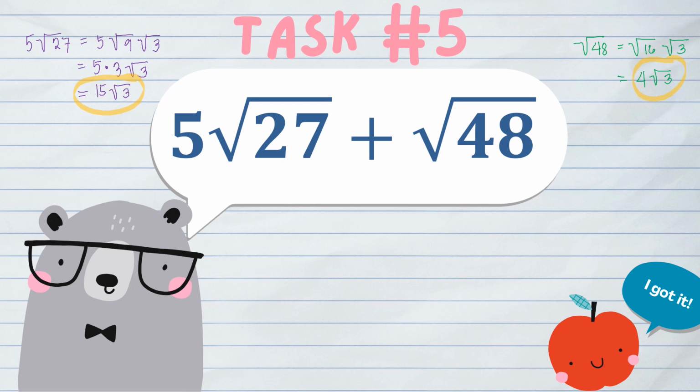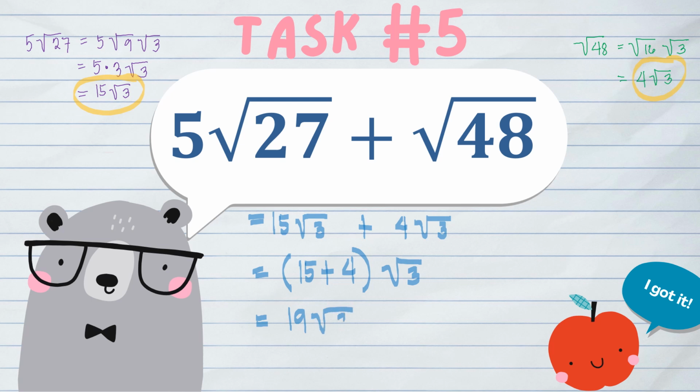Hence, our solution would be this one. So we're gonna have 15 square root of 3 plus 4 square root of 3. So here, again, let's add up the coefficients that we have, 15 plus 4, and then square root of 3. Then we're gonna have 19 square root of 3. Alright, so for our final answer, this will be our final answer, 19 square root of 3.